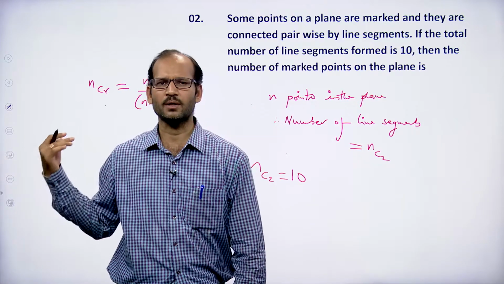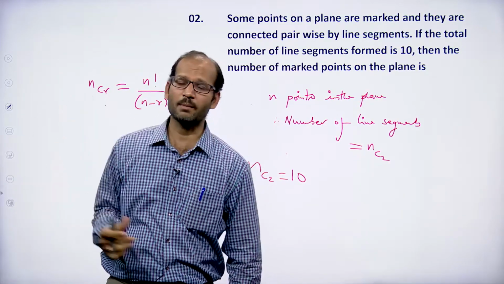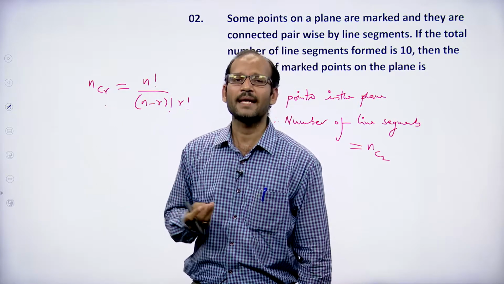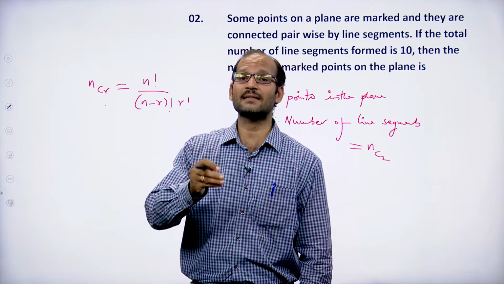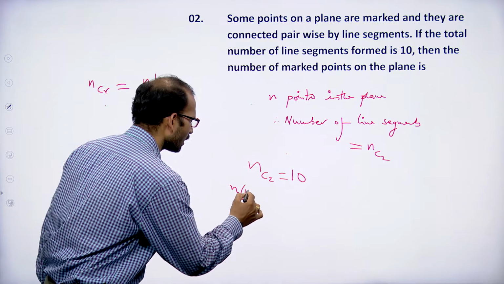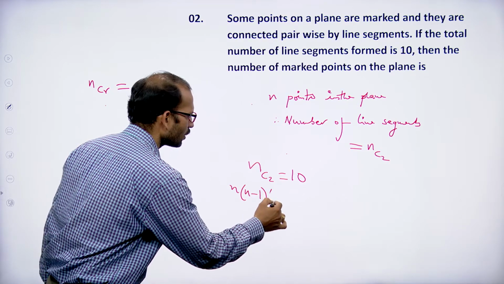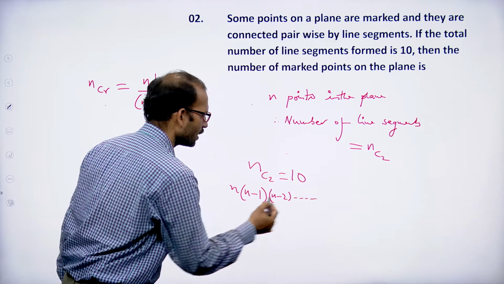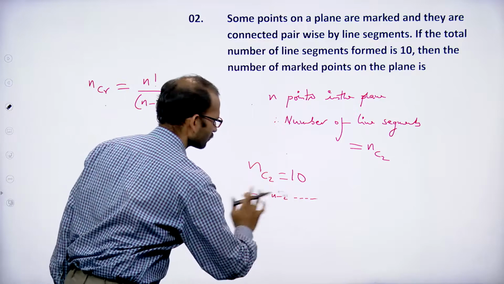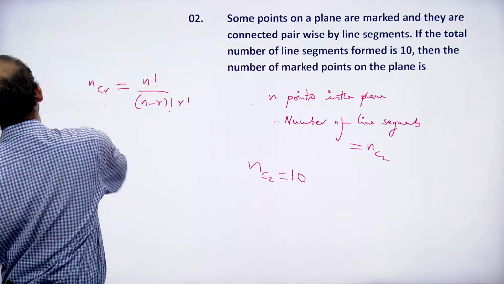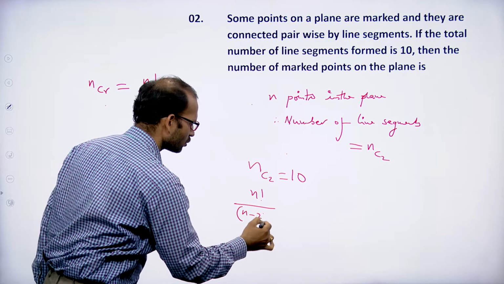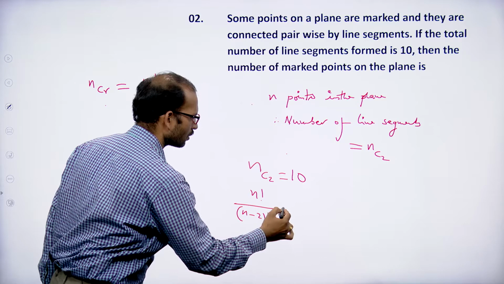I think many of you know this one. Otherwise, please try to remember this NCR, which we use very frequently and is very important. NCR is the number of ways of selecting r things out of n things. So we use this one, NC2. What is NC2? n into (n minus 1) into (n minus 2) and so on, that is n factorial by (n minus 2) factorial into 2 factorial, which equals 10.